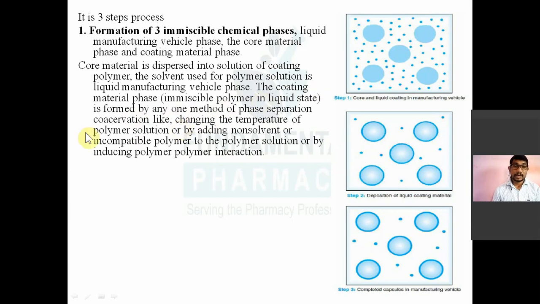So the coating material phase, immiscible polymer in the liquid state is formed by one of the following methods. Okay, following methods of phase separation. So first one is like change in the temperature.